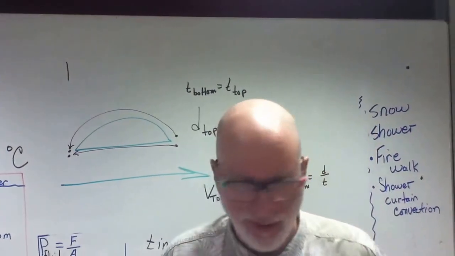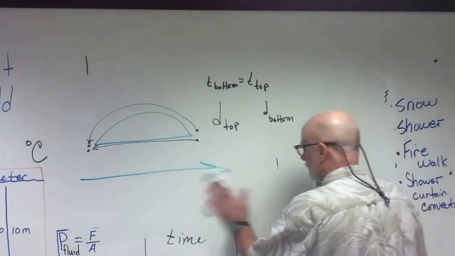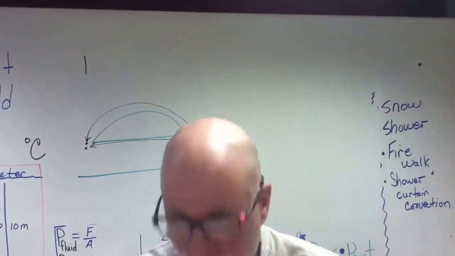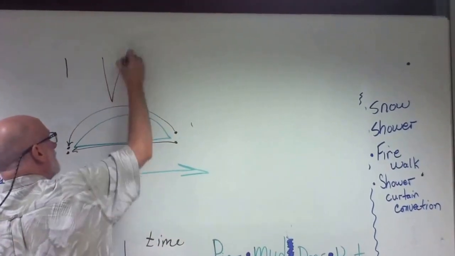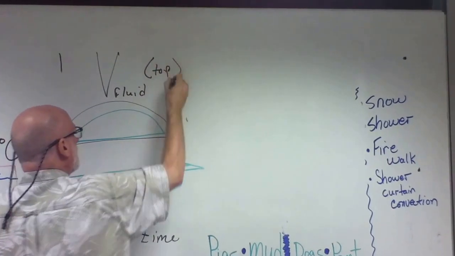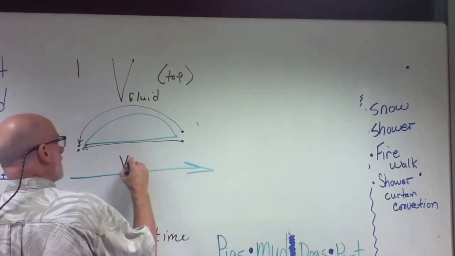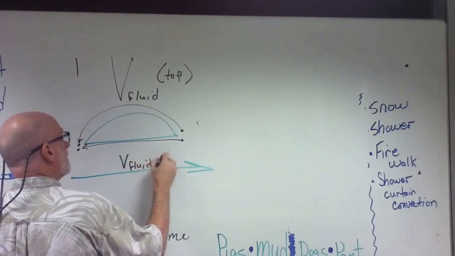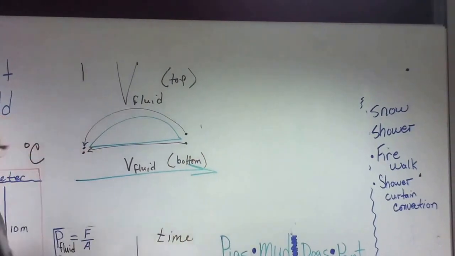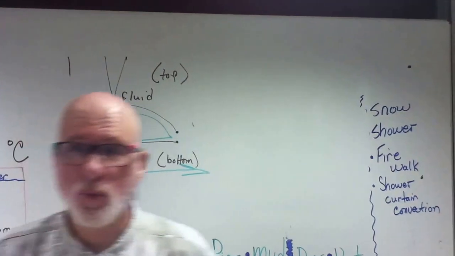Okay, now, listen carefully. I'm almost there. I'm almost done, guys. So the velocity of the fluid on top is large, isn't it? The velocity in the bottom is smaller. Isn't that true? Right? Yes or no? Yeah. Okay. This is what we call Bernoulli's.